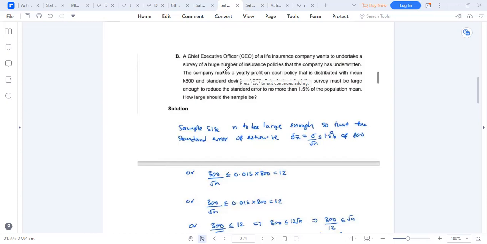So here we're told that the CEO of a life insurance company has undertaken a survey, and he wants to make sure that the yearly profit has a standard error of not more than 1.5% of the mean. The mean we're told is 800 and standard deviation is 300. What is the sample size? Sample size has how many formulas? There are 3 formulas. Give me the formula for sample size.